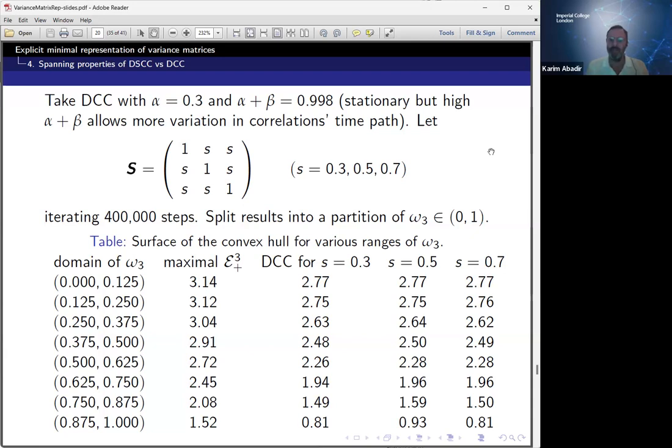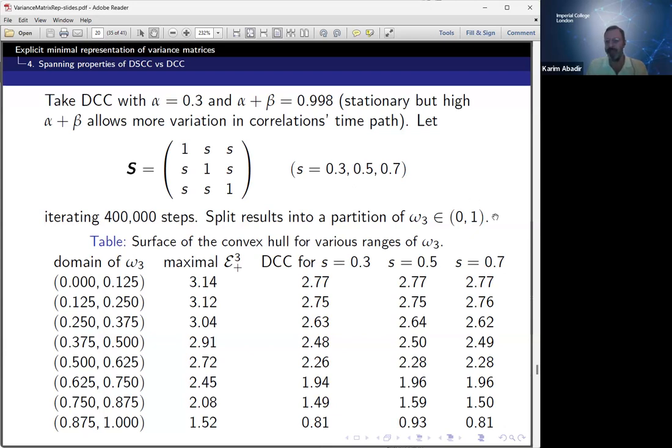We chose S, the constant matrix of the DCC, to be an equicorrelation matrix, taking one of 3 possible values: small correlation, a higher one, medium correlation, and then a larger correlation. Anything bigger than that is actually worsening the coverage, and anything less than that is reverting you to some IID process, which is not very good. We iterated 400,000 steps and looked at the time path of correlations to try and summarize what kind of correlations a DCC can cover.